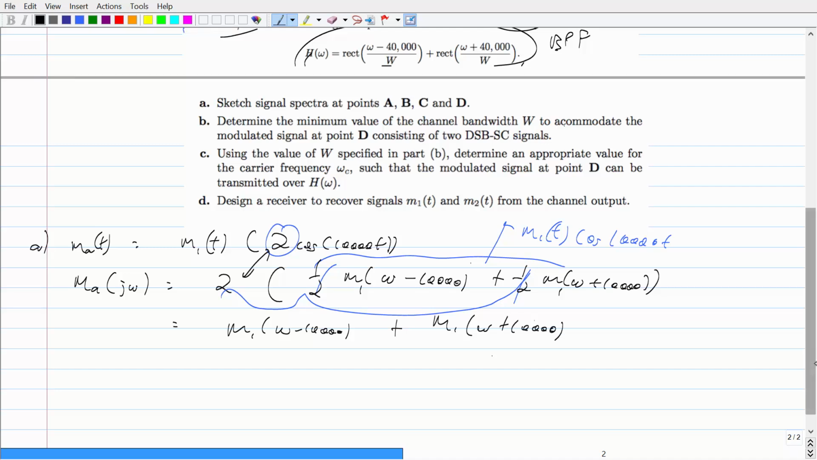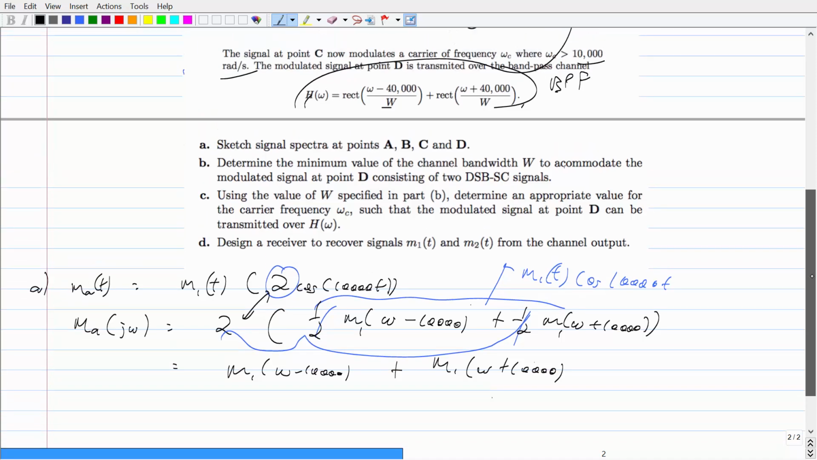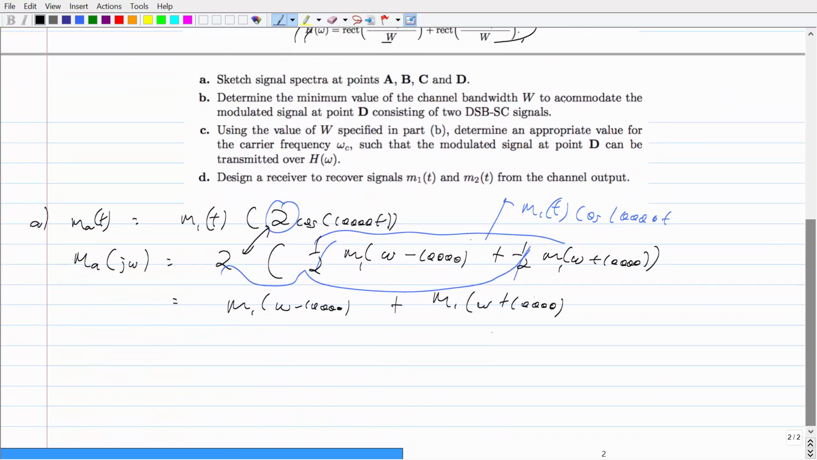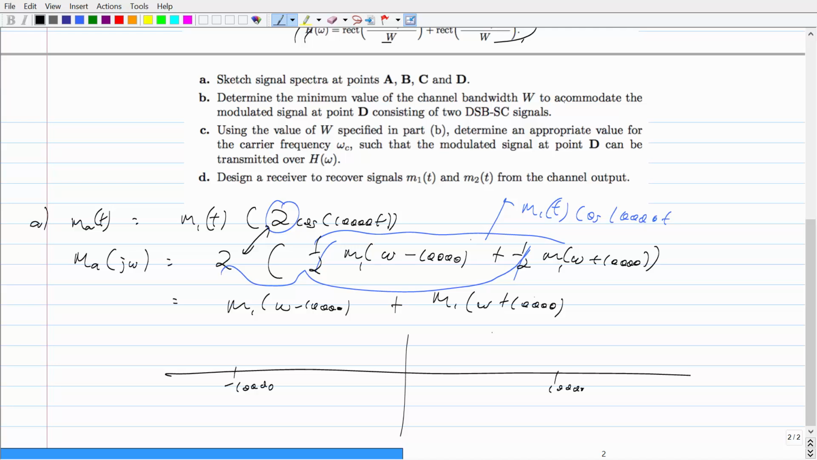So I'm just going to take my spectrum of M1, which is this one, and make 2 copies, shifted to the right by 10,000 and to the left by 10,000. It's going to look like this: 10,000 and minus 10,000. The height of the apex is some constant k. Remember, this is plus minus 4,000, so this becomes 6,000 and this becomes 14,000, same thing over here. This is omega. Does everyone agree with me on that? I think it's pretty straightforward.